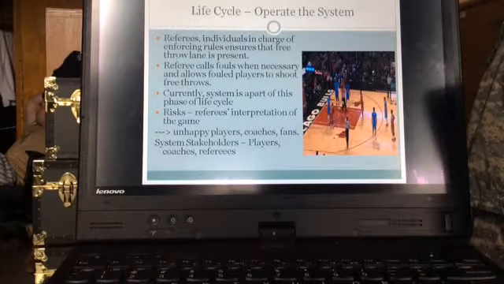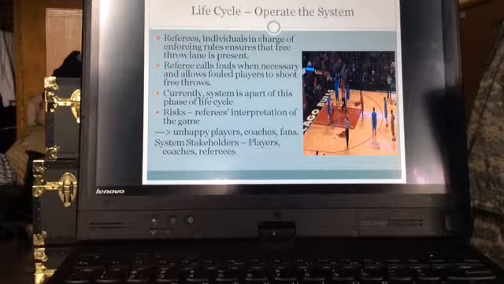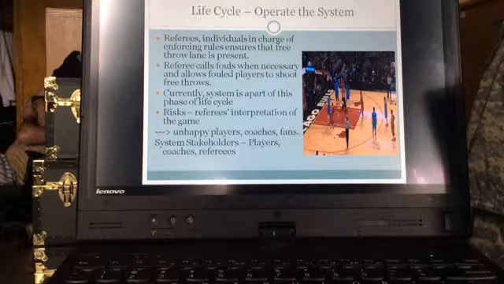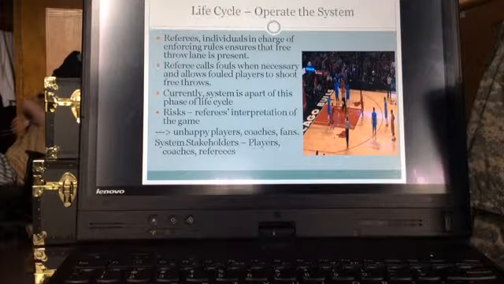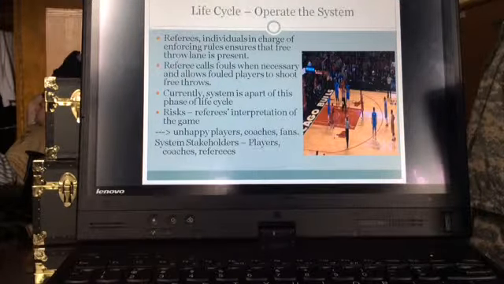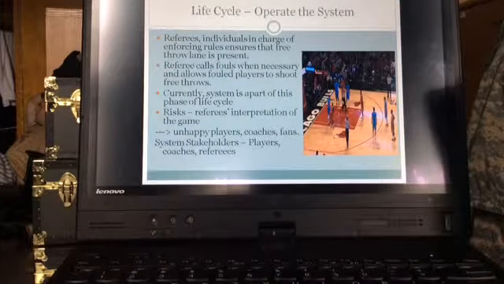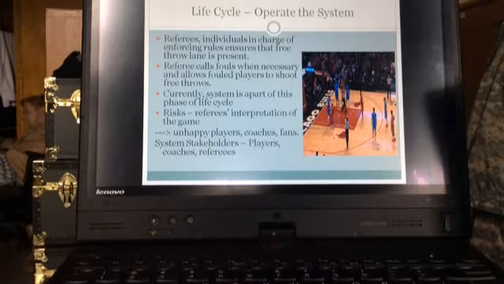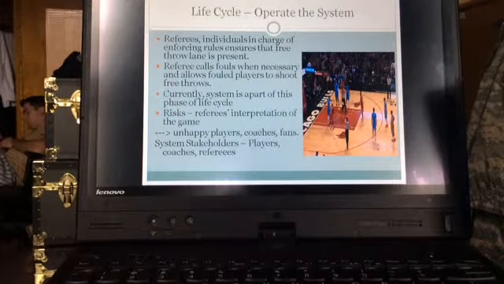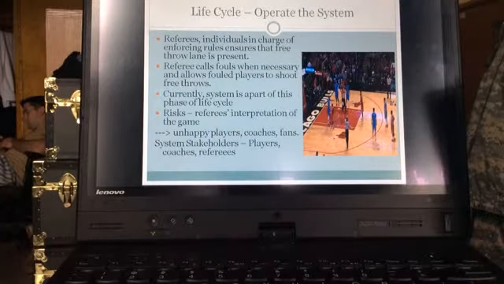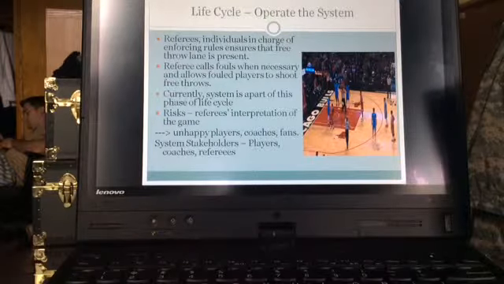Now currently, in the year 2015, the free throw system is in this stage of the life cycle, operating the system. Possible risks with this step are the referee's interpretation of the game. Referees are human, they're going to make mistakes, but this could also lead to unhappy players, coaches, and fans, which could lead to less participation and viewing of the sport of basketball. System stakeholders for this operation of the free throw system are players, coaches, and referees, because we need those 3 individuals to carry out a game of basketball.